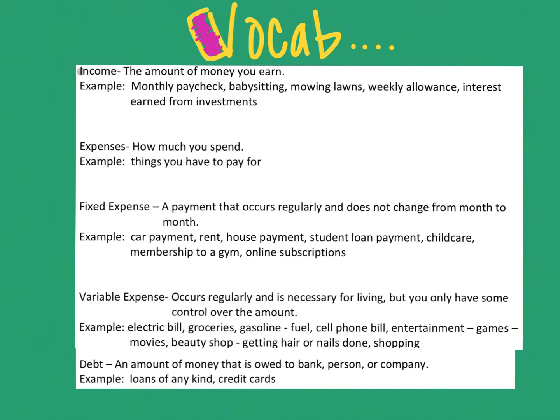The first vocabulary word is income. Income is just money that you earn doing different types of jobs. The second word is expenses. Expenses are when you spend money, anything you pay for. Then we have two different types of expenses. We have a fixed expense and we have a variable expense.